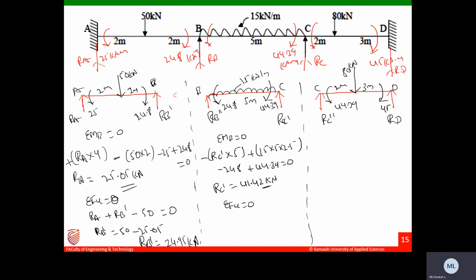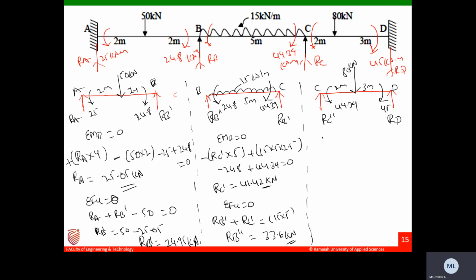Similarly, sigma Fy equals to 0. RB double dash acting upward plus RC dash acting upward equals to 15 into 5. Then I can easily find out RB double dash. RB double dash we get 33.6. Okay, 33.6. Now let us see this one.